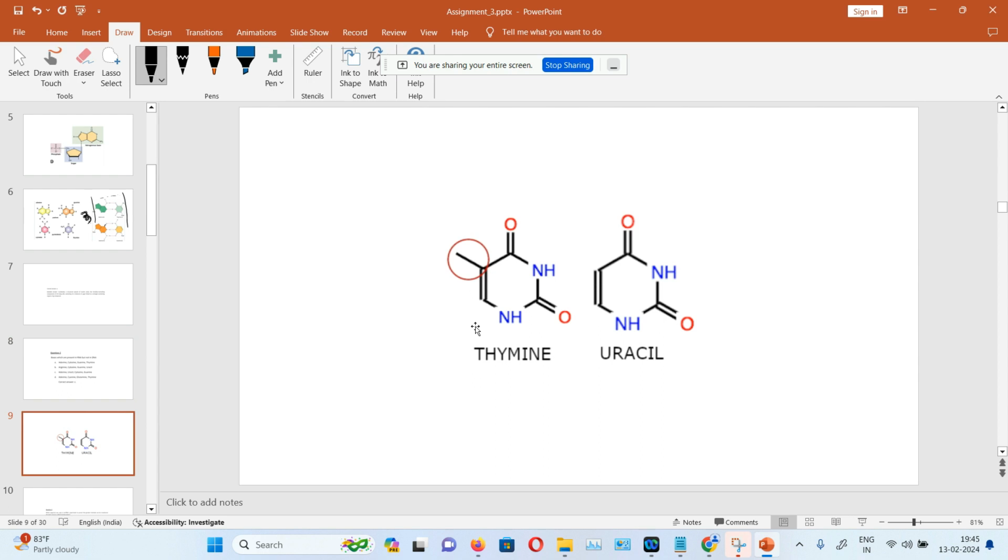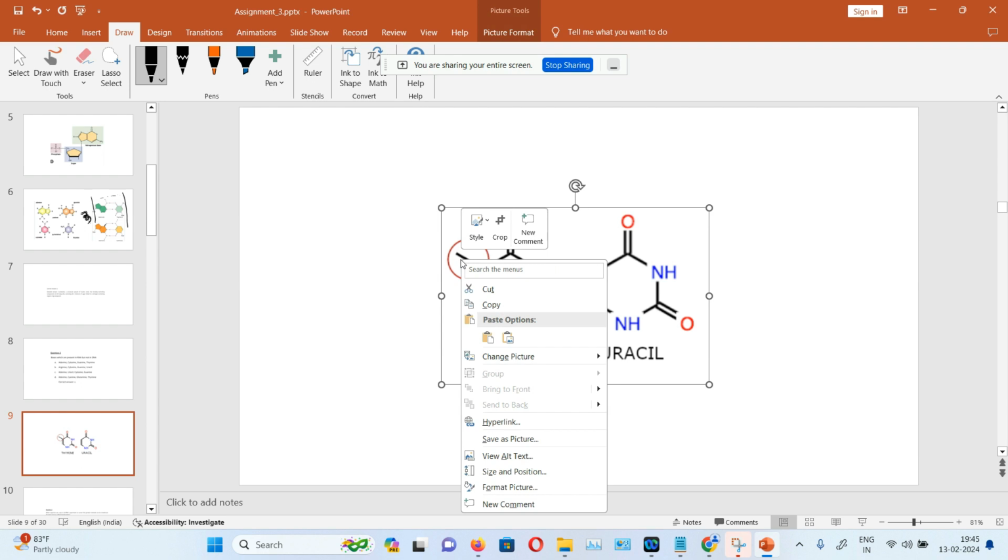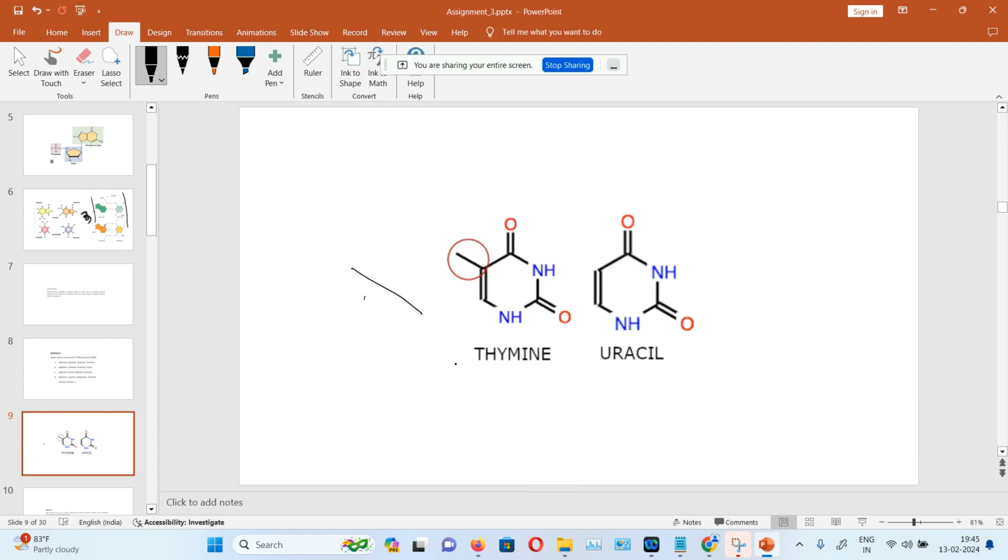And see, this is the difference between thymine and uracil. You can see all the structure is similar, but thymine has an extra CH3. One single line means CH3, one methyl group. So in the case of thymine, there is one extra methyl group. In the case of uracil, that methyl group is absent.